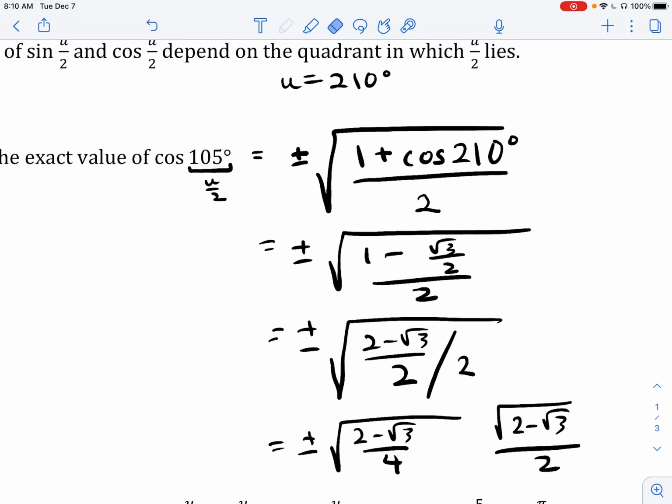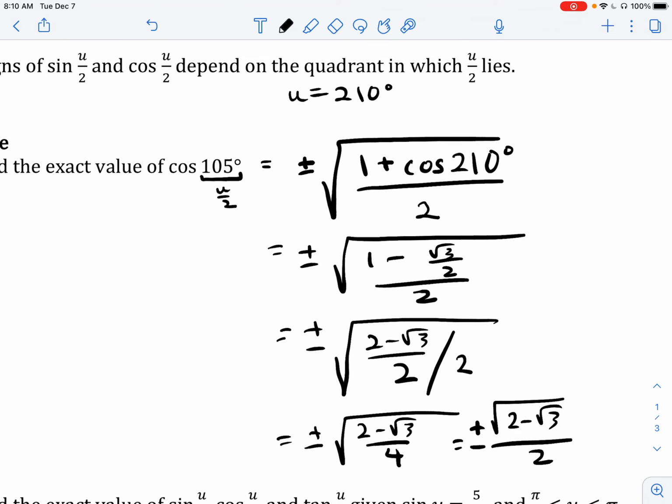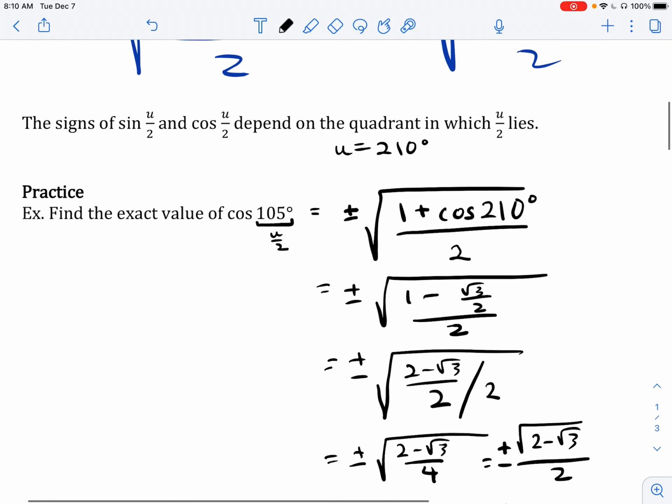And now would be a good time to discuss this whole plus or minus business. What's happening with that? Well, right above, I wrote a note that the sine or cosine of u over 2 depends on which quadrant that u over 2 lies in. That is to say, don't lose sight of what we're originally trying to do. We are simply trying to find the cosine of 105 degrees. That is our original problem.